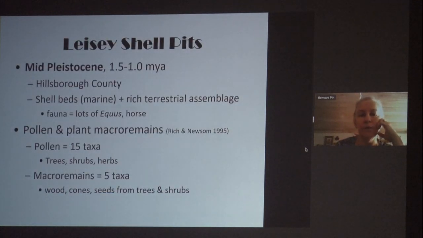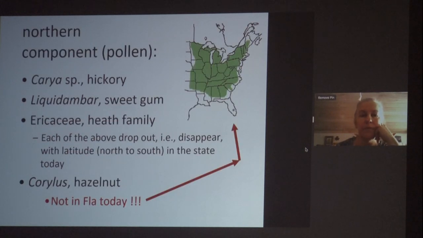One example of a paleoflora for the Pleistocene is the Lycee shell pits in Hillsborough County. And this has yielded abundant pollen and plant macrofossil evidence. So for starters, what we described was a northern component based mainly on the pollen, composed of hickory, sweet gum, the heath family, and hazelnut. This is the current range for hazelnut. So in other words, it's not here today. This is a reflection of change.